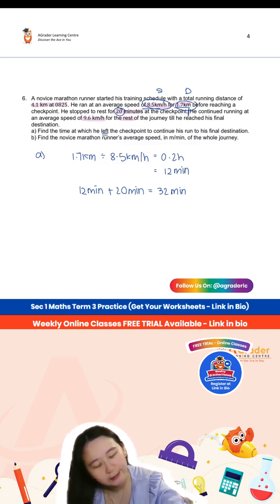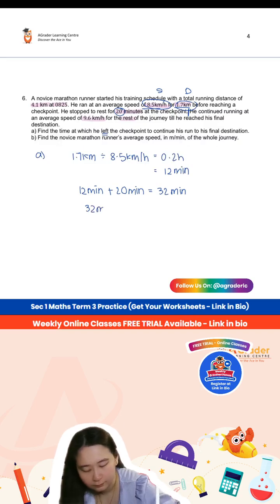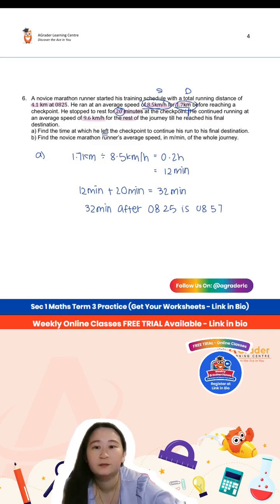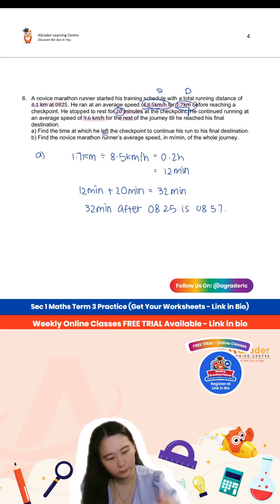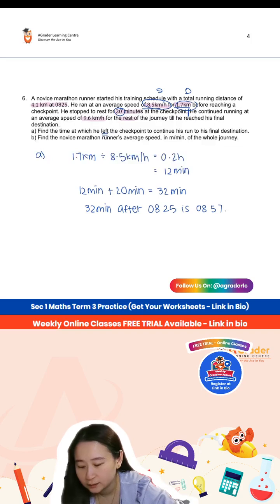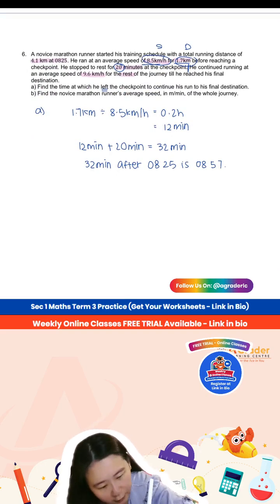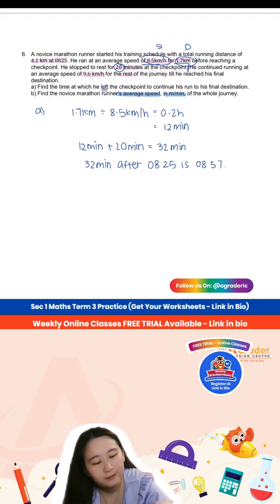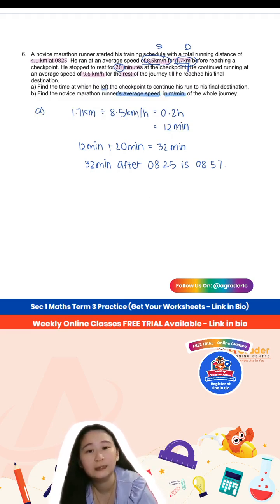So find the time at which he left the checkpoint to continue his run to his final destination. So the checkpoint is here. So 32 minutes after 8:25 will be 8:57. Okay, you can actually just take 25 plus 32 because it didn't hit the next hour. Find the novice marathon runner's average speed in meter per minute of the whole journey. So whatever that's given is in terms of kilometers and hours, so we have to convert them to meter and minutes.